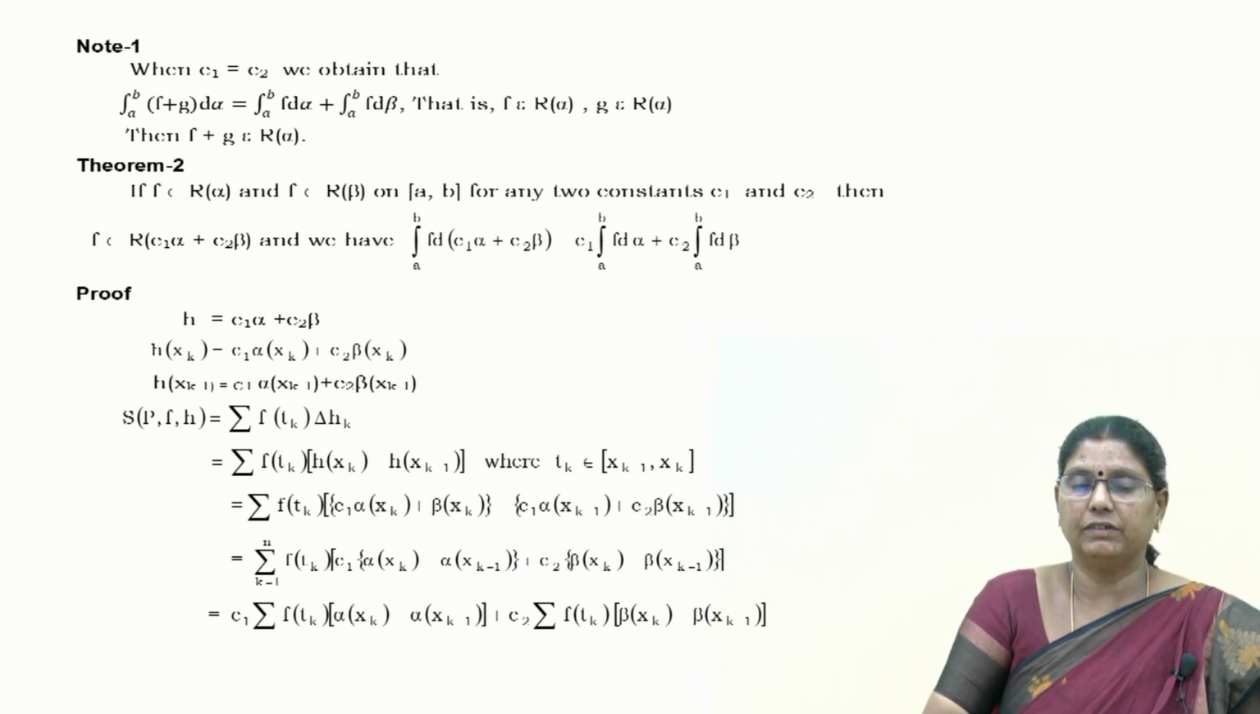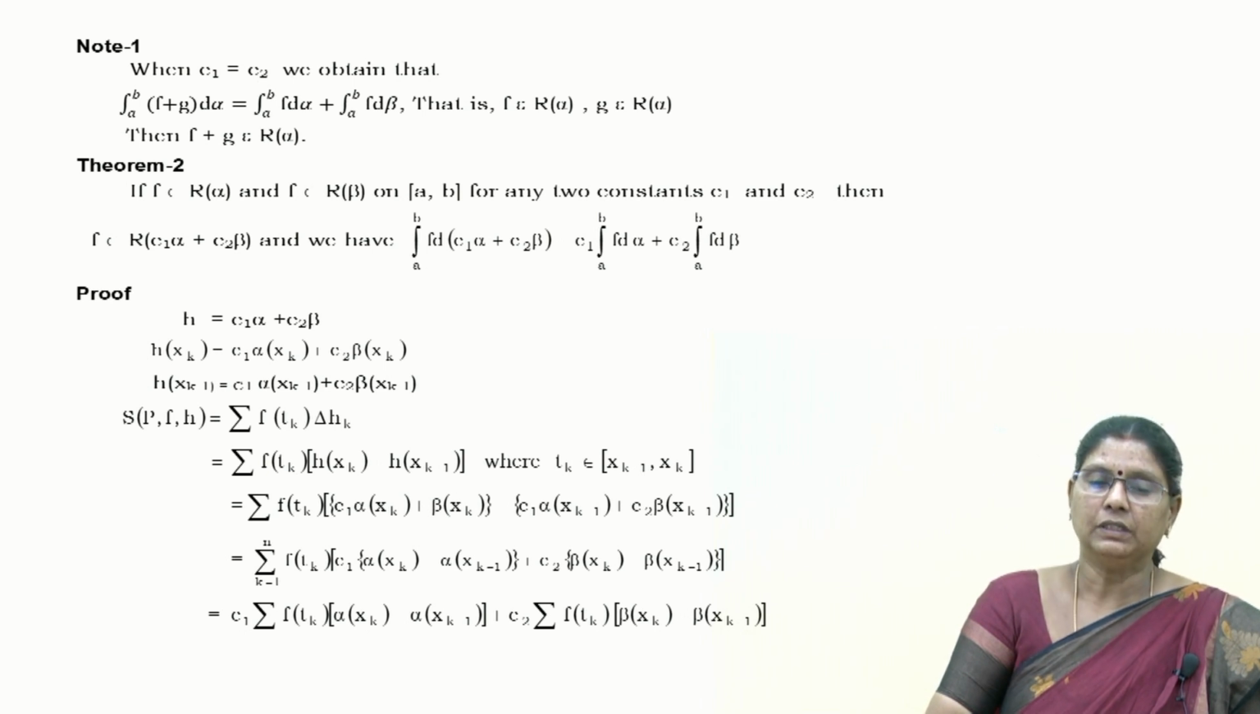So, in this, if C1 is equal to C2, the above expression becomes the integral from a to b of (f plus g) d alpha equal to the integral from a to b of f d alpha plus the integral from a to b of g d alpha, that is, f belongs to R of alpha and g belongs to R of alpha, and hence f plus g belongs to R of alpha.